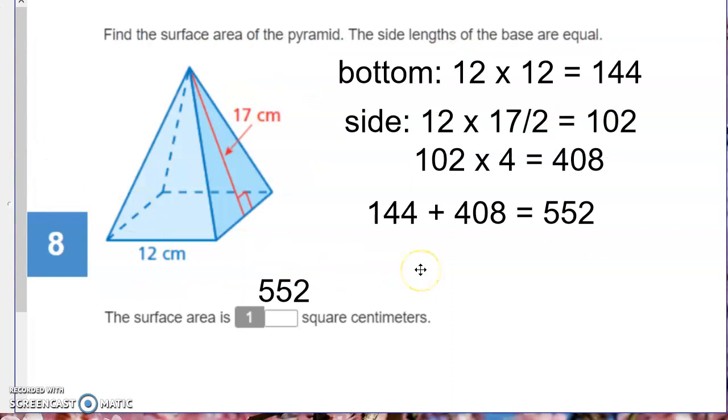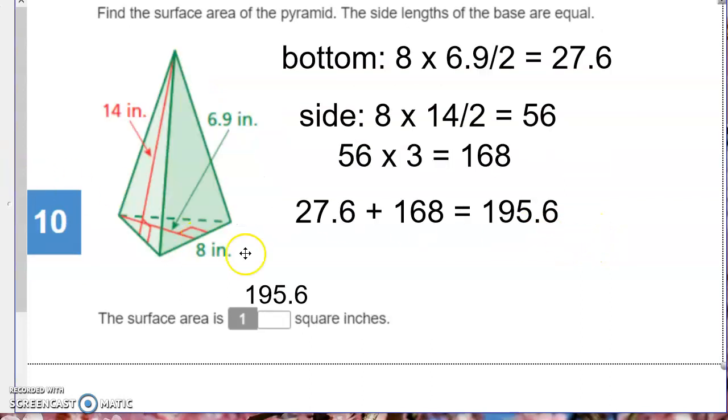Next one says find the surface area of the pyramid. The side lengths of the base are equal. So again, my bottom would be 12 times 12 because that bottom is a square, which is 144. My side triangle would be base times height divided by 2. So 12 times 17 divided by 2 gives me 102. That means each of those 4 triangles is 102. So 102 times 4 gives me 408. So I add the bottom plus the side, and I get the surface area of 552 square centimeters.